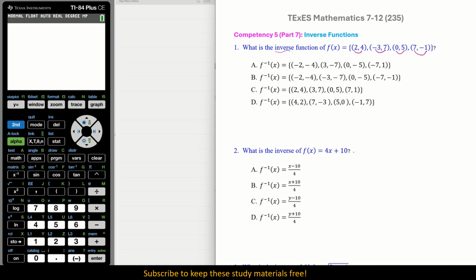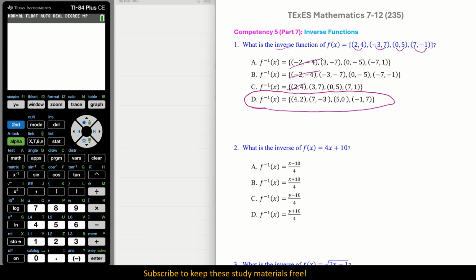Okay, let's look at A. Definitely not. B, definitely not. C doesn't do anything to our ordered pairs. So D, I'm going to say this is it. Let's double check. 4, 2, 7, negative 3, 5, 0, and negative 1, 7. Perfect. Okay, let's go to number 2.